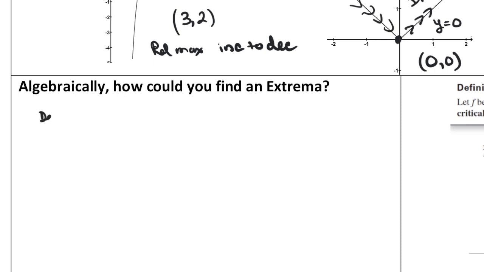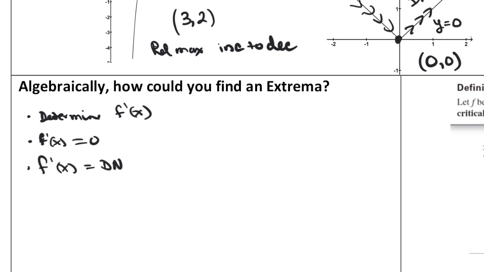We will determine f prime of x. Once we determine f prime of x, we want to know where f prime of x is equal to 0 or where f prime of x does not exist. So we want to determine where f prime of x equals 0 or where f prime of x does not exist. So those are the two values where we can find an extrema.